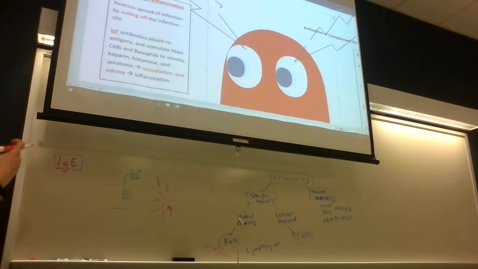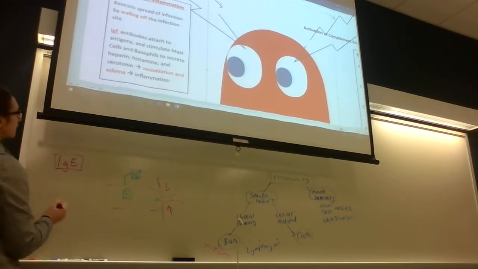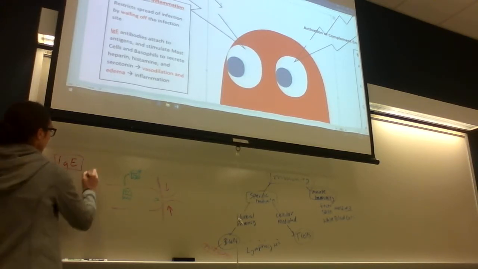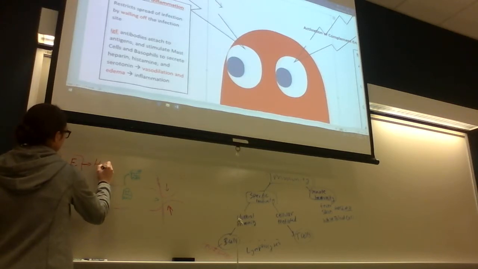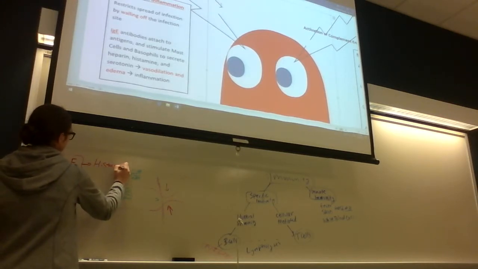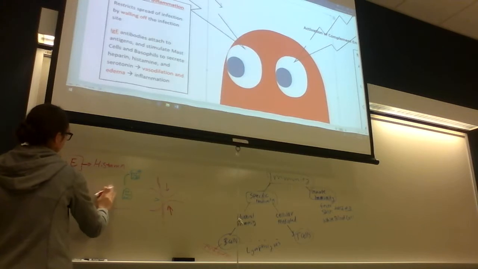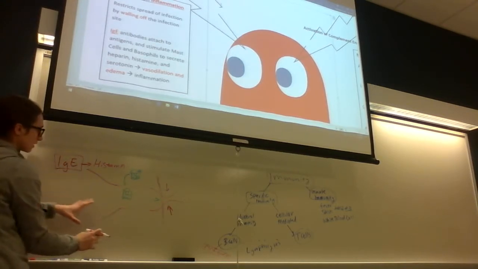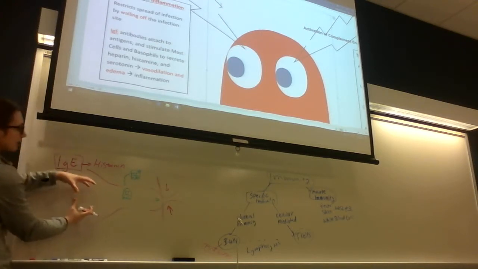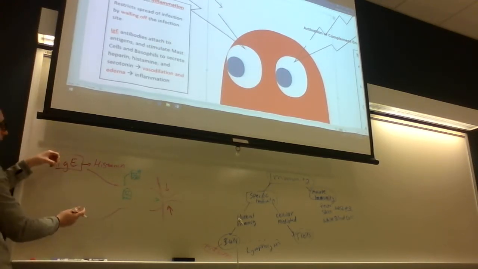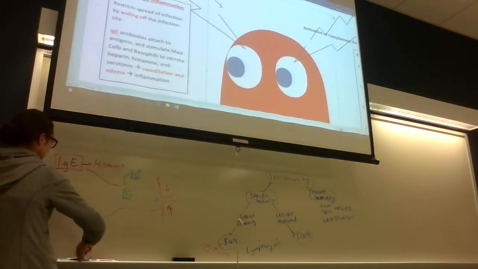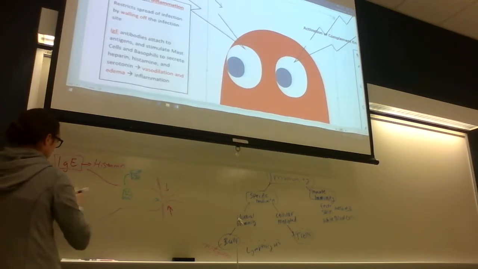Your IgE is going to be produced, and it's going to attach to the antigens, and it's going to stimulate mast cells and basophils to secrete heparin, histamine, and serotonin. The big one I would know is histamine, secreted by your basophils. So this histamine and basophils is going to cause, so you have walling off, but you have now this inflammation.